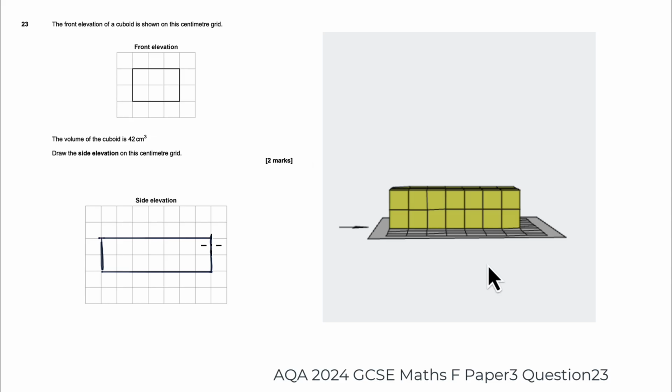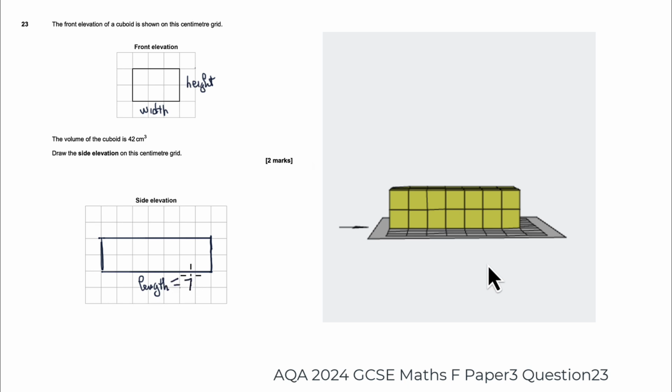So there we are, side elevation. And this front elevation, you could call this the width, this the height, and this would be the length. Remember, cuboids have length times breadth times height, or length times width times height. For the volume, you'd multiply these together.